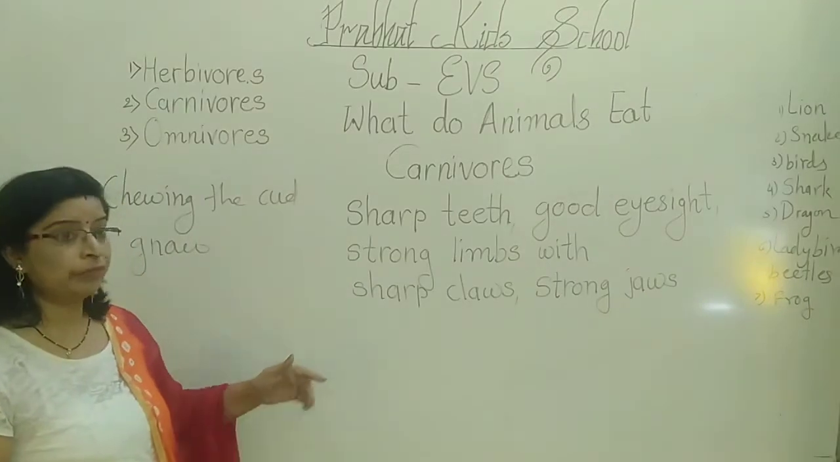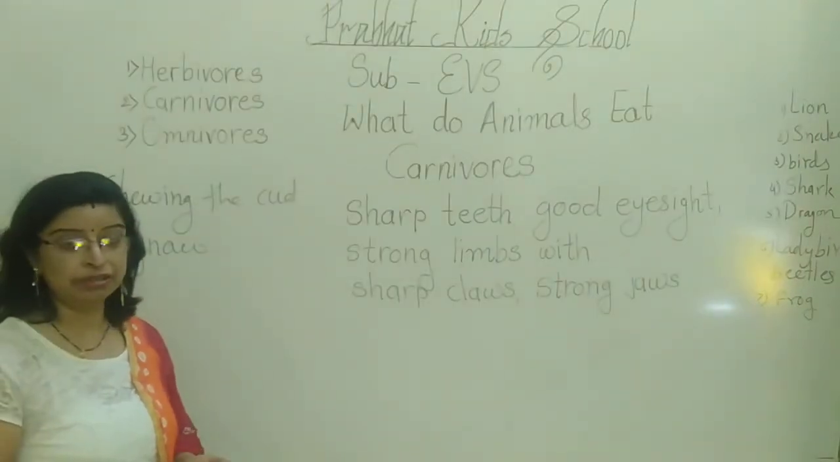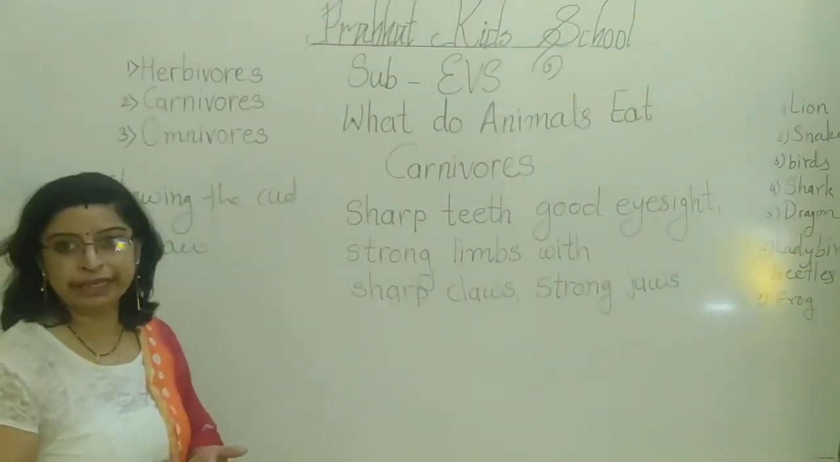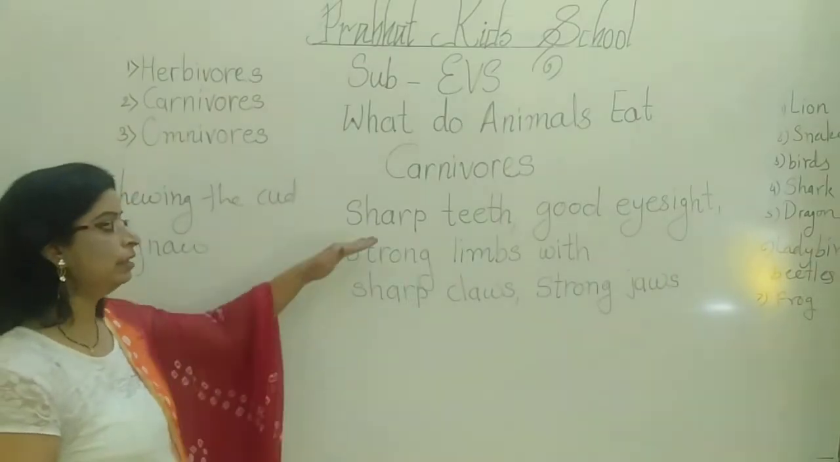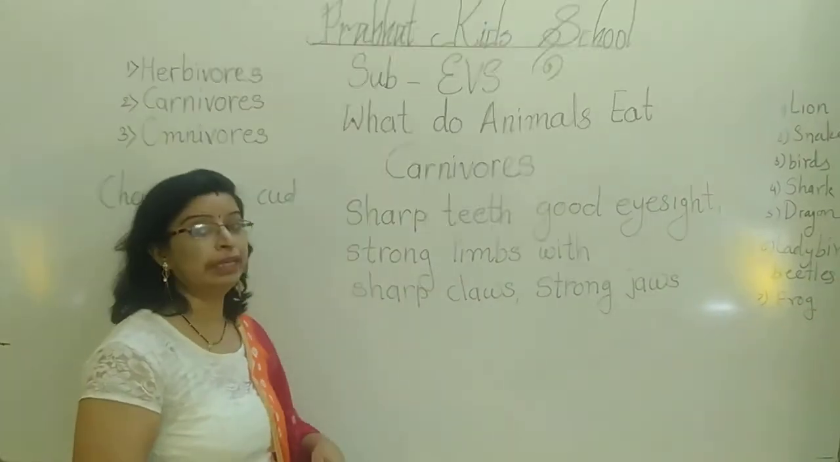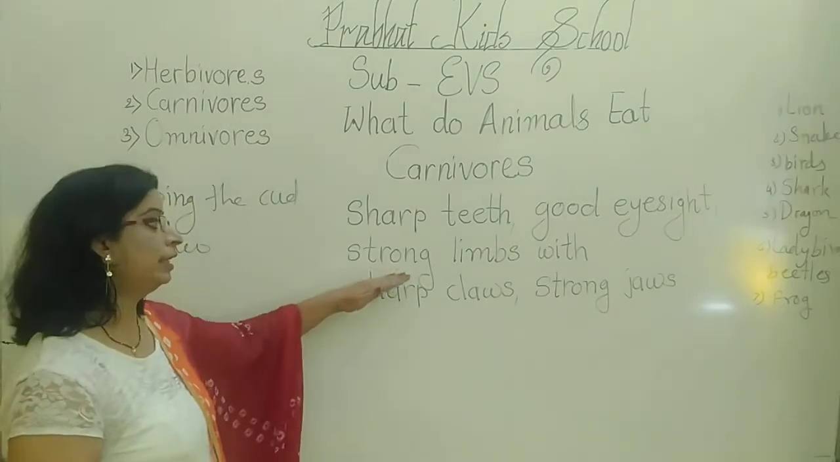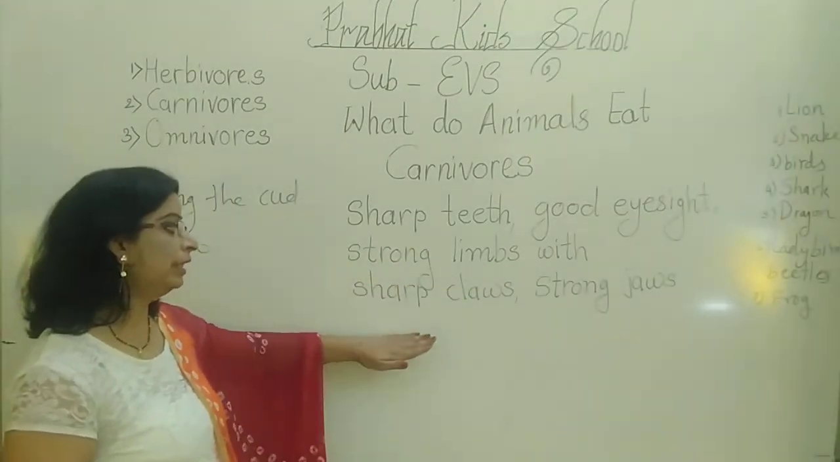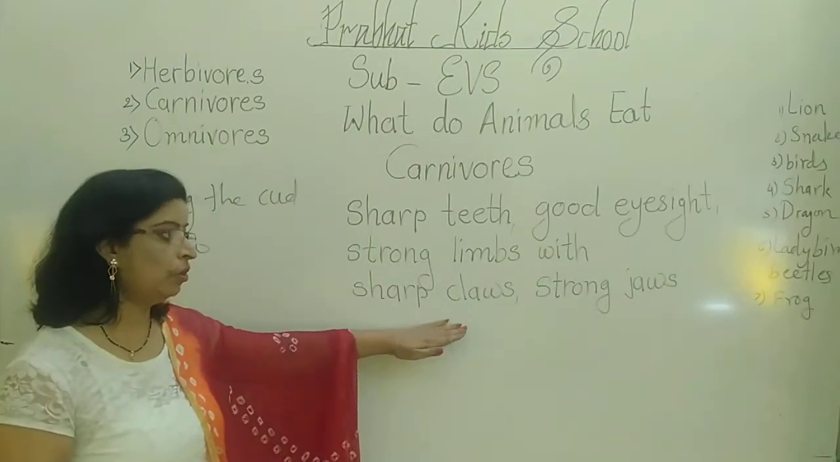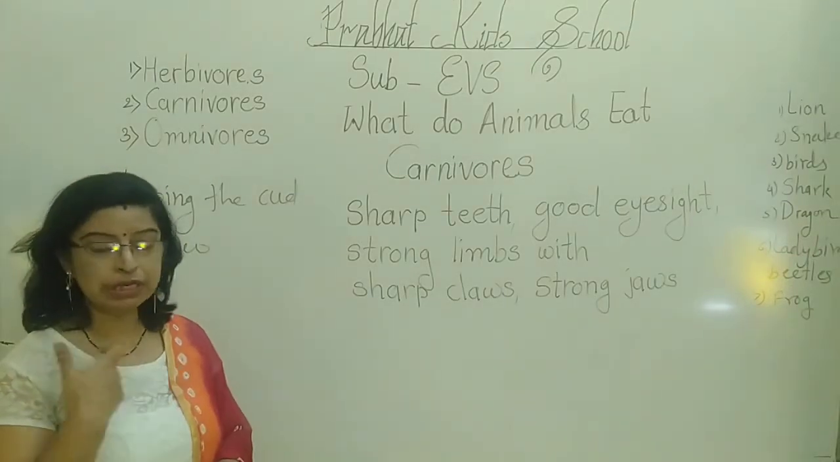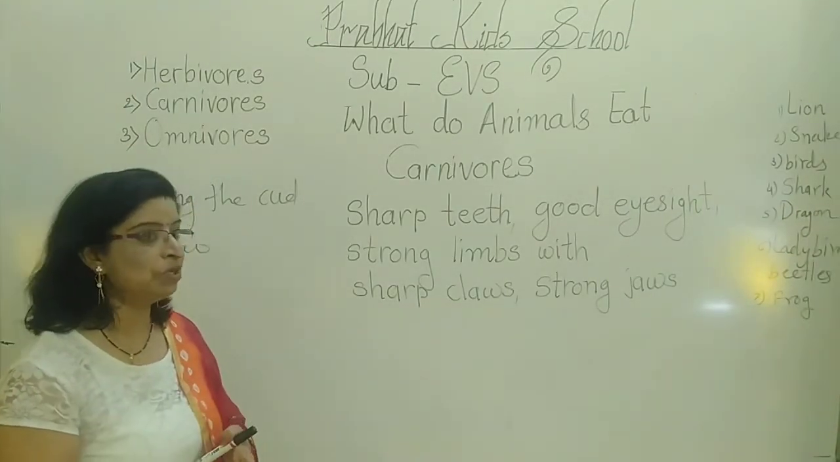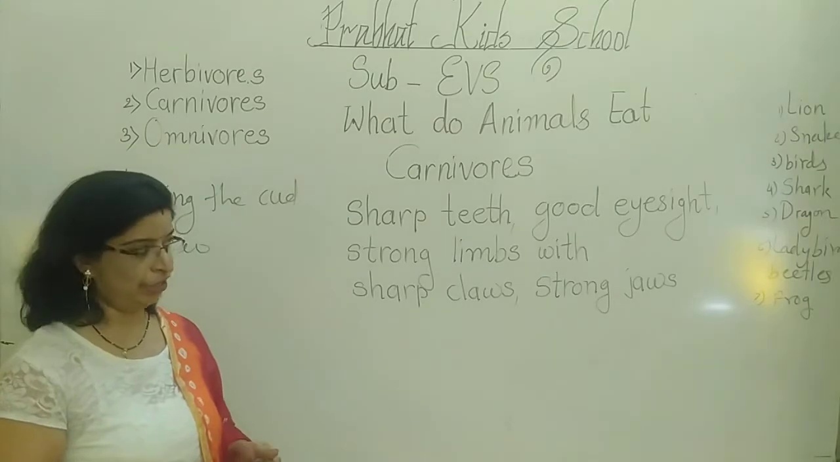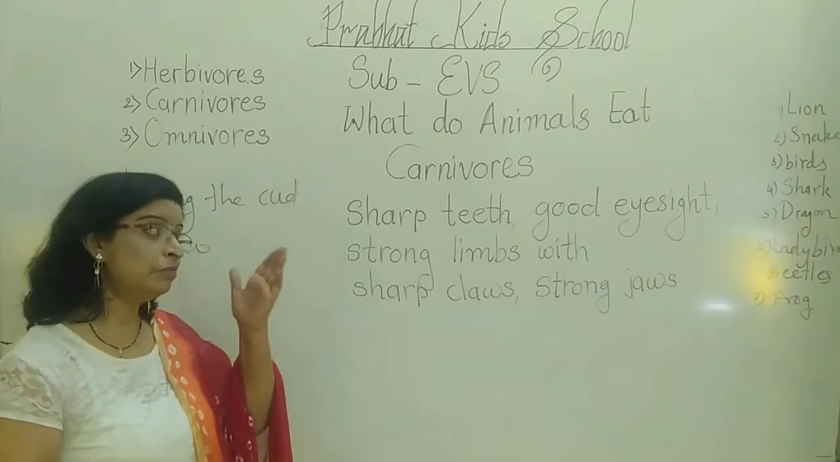Now see students, lion and tiger kill other animals. So their teeth are sharp. They have good eyesight. They have strong limbs. They have sharp claws also, and their jaws are strong. They kill other animals and eat the flesh of those animals. Then some snakes.